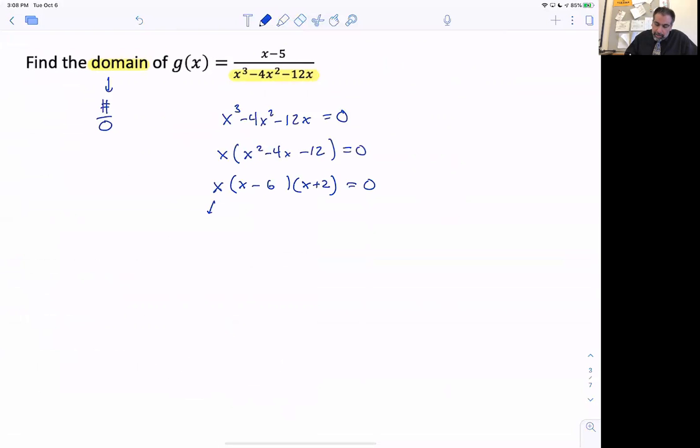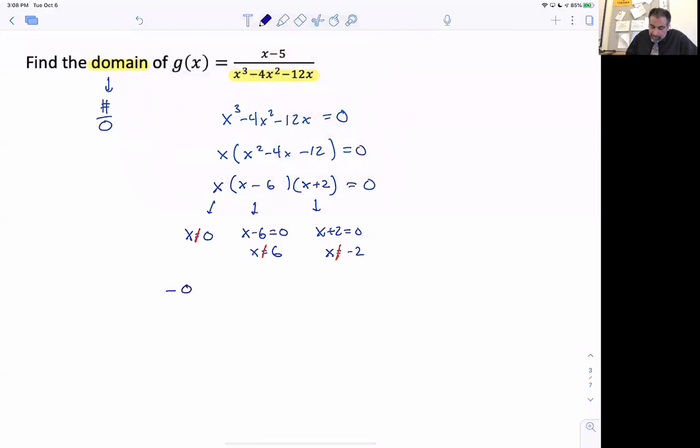Once you're here, set each factor equal to 0 separately. So we're going to get x equals 0. This is going to get us x equals 6. And the last one's going to get us x equals negative 2. Remember, though, these answers are really like the anti-answers. They're the bad things, so we've got to kick them out and write our final answer using interval notation.